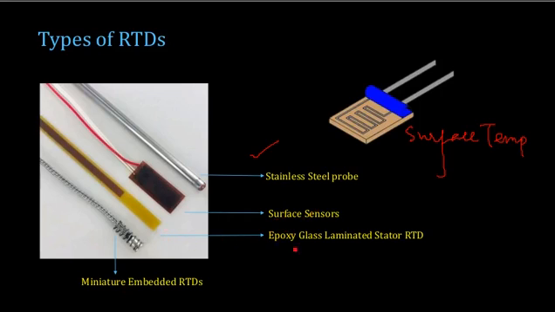And this one is an epoxy glass laminated stator RTD. This is used to measure the temperature of stator windings in electrical machines. So you will be inserting this particular RTD into the stator winding, between the windings, and you are able to measure the temperature. And these are miniature embedded RTDs which are used in applications where your space requirement is very minimum, or space is very less, so that you are able to insert this miniature type of RTD and measure the temperature.